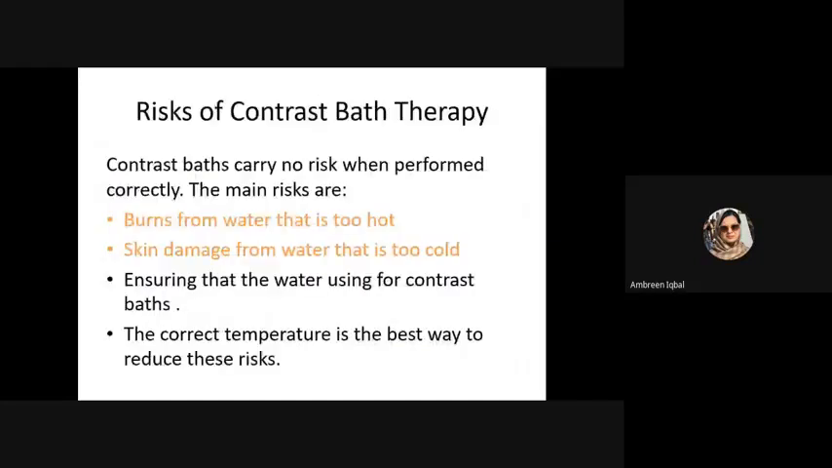The possible risk of contrast bath therapy is very low if we perform it correctly. But the main risks we can face are burns from the hot water, and the skin may even get damaged due to the cold water. So if we ensure the water temperature by checking it with a thermometer, it would help us avoid this sort of risk. The correct temperature is the best way to reduce these risk factors.